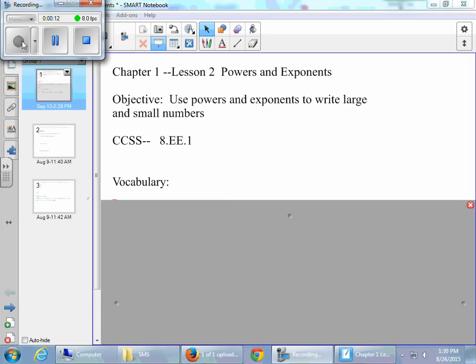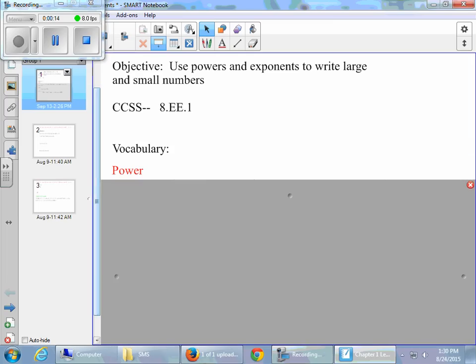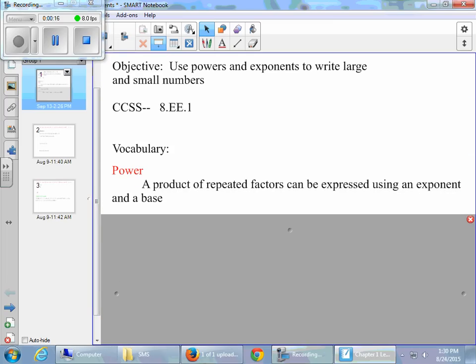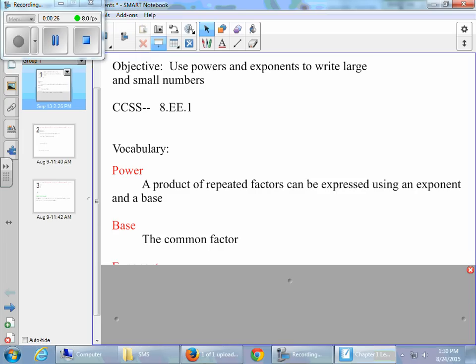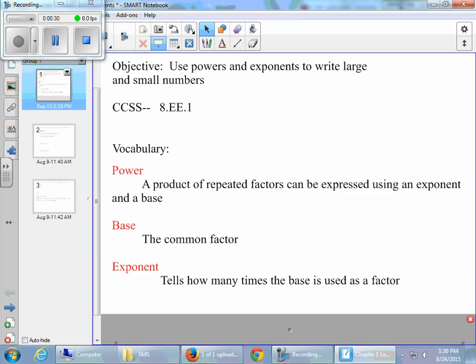Okay, we have a few vocabulary words for this lesson. Our first one is power. A product of repeated factors can be expressed using an exponent and a base. And the next one, base, the common factor. And our last one is exponent. It tells us how many times the base is used as a factor. Once again, you can maybe pause the video to write down the definitions and then continue when you are ready.